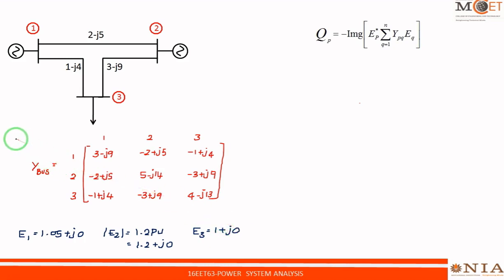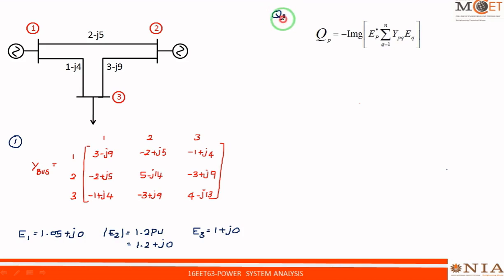So the first step in the algorithm is to calculate the Y bus and write the values of all three, E1, E2 and E3, respectively. As I have already mentioned, the reactive power at bus 2 has a limit.